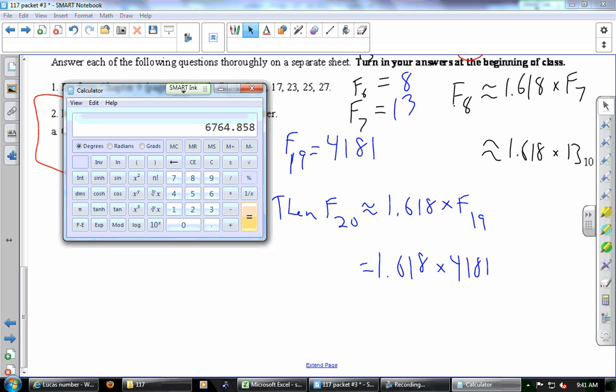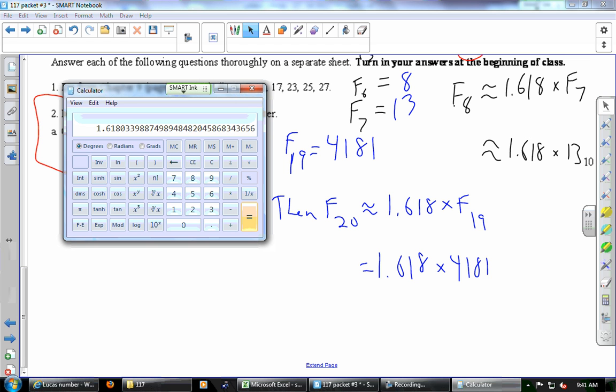Actually, I used 1.618, and that's kind of sloppy. I could have done a little bit more. So let me pull up the correct answer: 1 plus the square root of 5, divided by 2. I don't see a square root button here, but this is a much better estimate for the golden ratio.